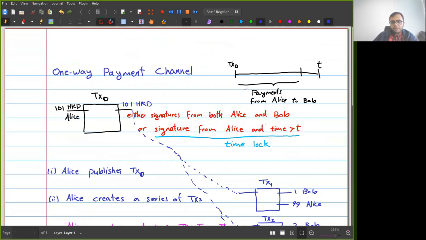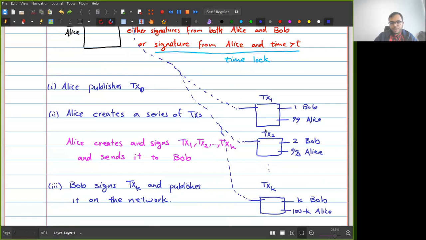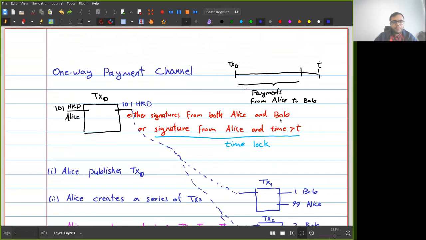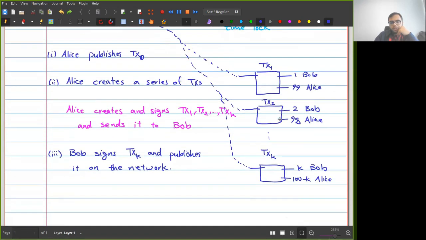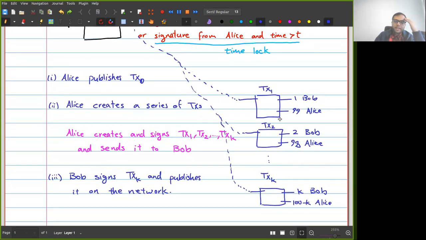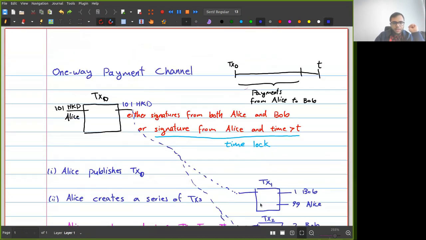I cannot use this channel after time T, because if the time passes T, then, well, Alice can get all of her money. So Bob would never let this happen. So Bob would definitely publish one of these transactions before time T. And also the other thing here is that Bob can close the channel at any time. Right, so if I'm Alice, I want to make 1,000 transactions. Maybe I've made 100 transactions and Bob just wants to close the channel. He can just publish the transaction 100 that is already given to him, and he can close the channel.